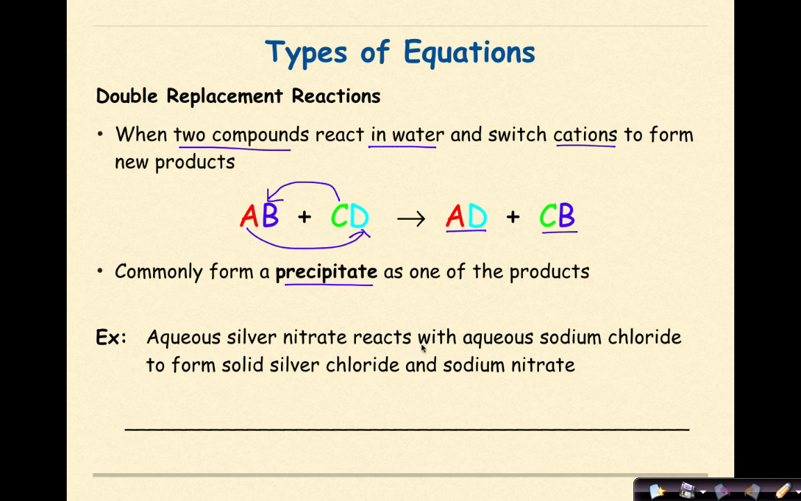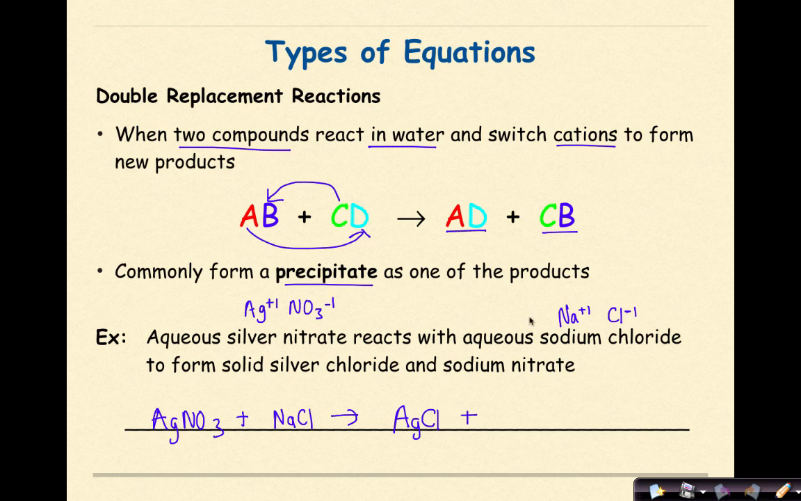Aqueous silver nitrate reacts with aqueous sodium chloride to form solid silver chloride and sodium nitrate. All right, aqueous silver nitrate. Silver is Ag. We're going to use the charge of +1. Nitrate is NO3 minus 1. So that means my first reactant is AgNO3. Reacts with is a plus sign. Aqueous sodium chloride. Na plus 1, Cl minus 1, that is going to be NaCl. To form is an arrow, solid silver chloride. Okay, for silver chloride, Ag's plus 1, Cl's minus 1, that means it's going to be AgCl plus sodium nitrate.